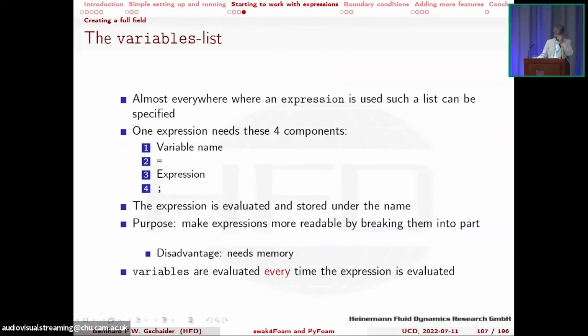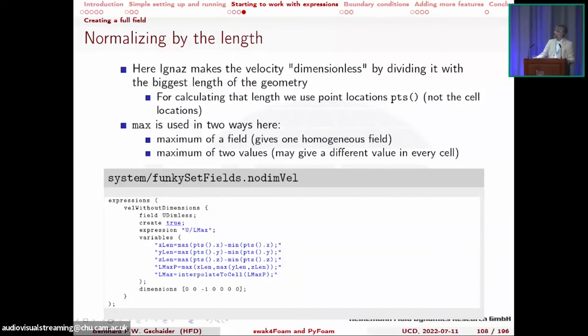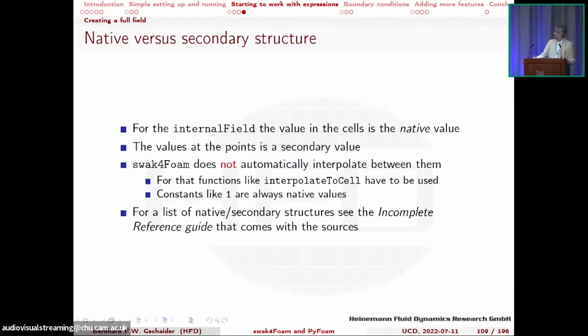Yeah. Okay. You can use funky set fields using dictionaries. That's the advantage of this, that you can have more complicated expressions. One thing about everything that uses swak expressions from a dictionary is that you can have a list of variables. For instance, for the length of the case, you specify xlength, which is the difference between the minimum and the maximum of x, and then use this here, which would otherwise be a very unreadable expression. That was for making the case non-dimensional.